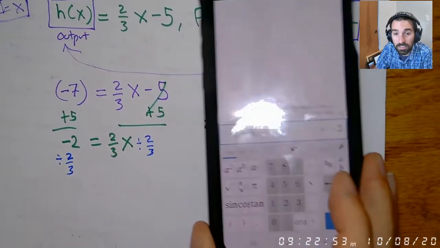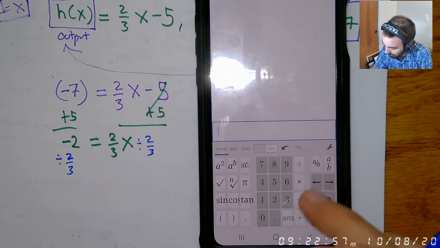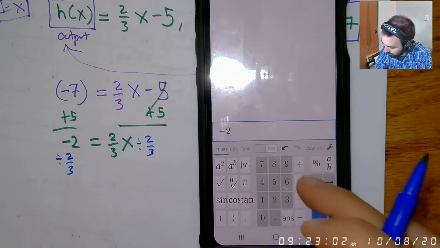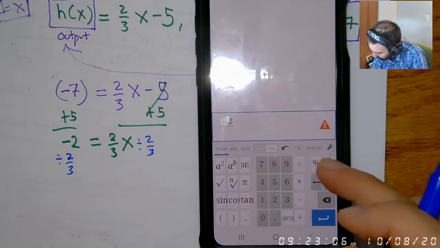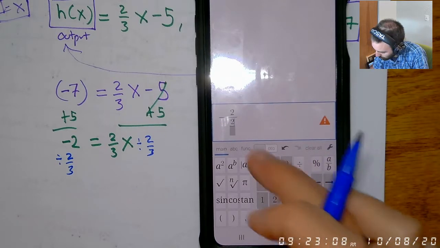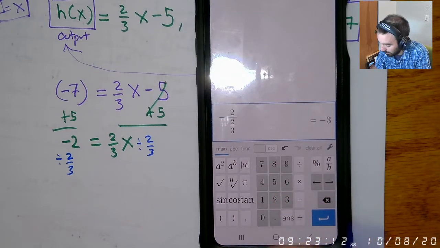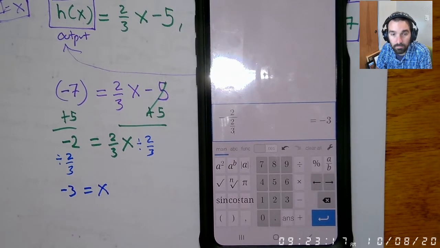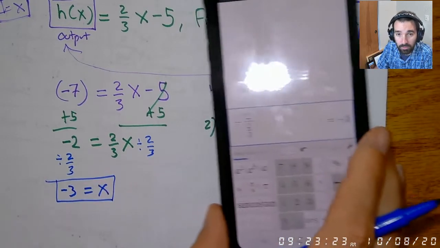I can do this really easily in my calculator. I clear all, go -2 divided by the fraction 2/3, and then it's -3. See how easy that is? We have to get good at using calculators. So that's one way of doing it.